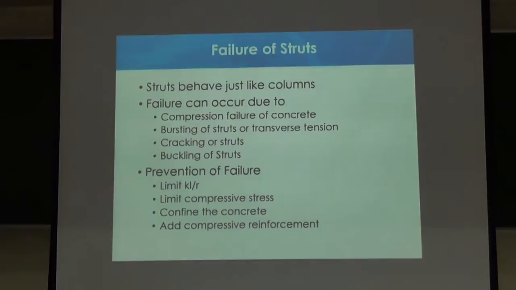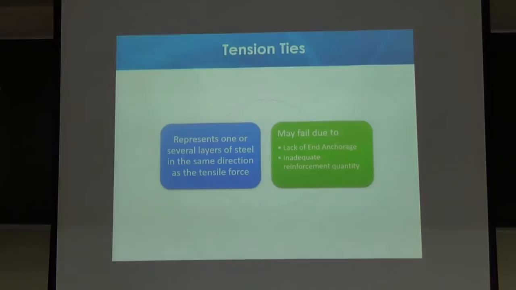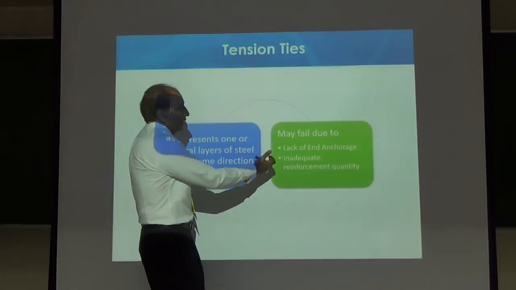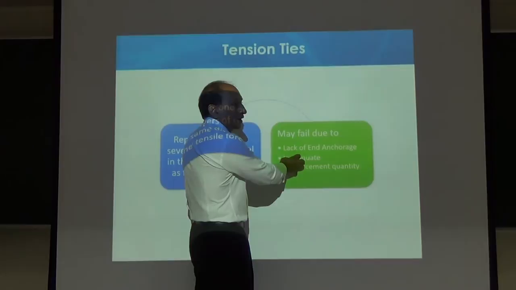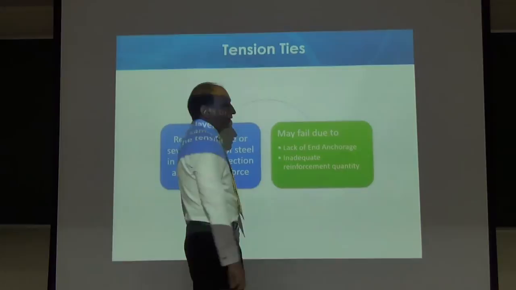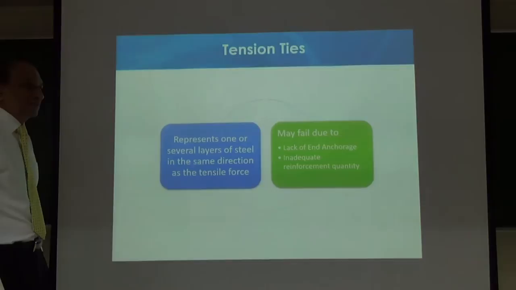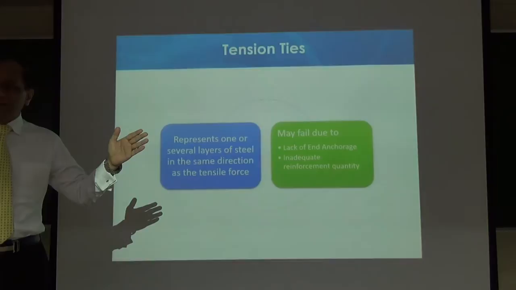Tension ties. These represent one or several layers of reinforcement, and they may fail due to lack of anchorage. Biggest problem, inadequate reinforcement quantity, normally not a problem because you can always calculate and it can yield plenty of margin there. And anchorage is the key. You must prevent an anchorage failure, as I mentioned last time also. The steel must be anchored well at the end, sometimes through mechanical anchors or plates.